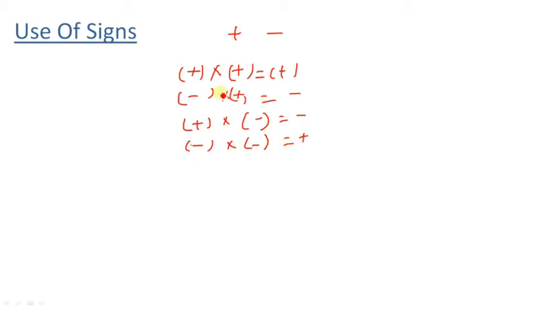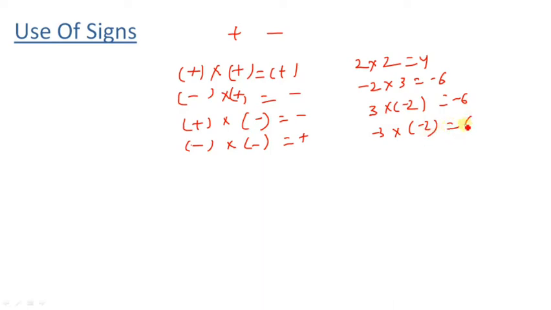Okay. So when positive is multiplied with positive, the result is positive. Suppose I write 2 into 2, the result will be 4. And if a negative is multiplied with positive, suppose I have minus 2 into 3, the result will be minus 6. Now if we multiply 3 into minus 2, similarly the result will be minus 6. Now if we multiply two negative numbers, minus 3 into minus 2, the result will be plus 6.